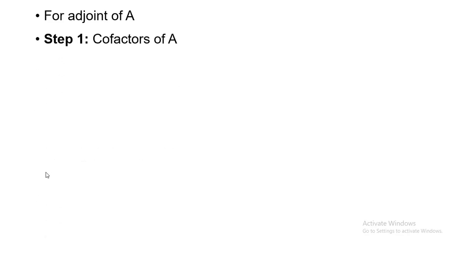Okay, so the first step is that we need to find the cofactors of A. Cofactors means one for every element in the matrix. We know that matrix A, a 3 by 3 matrix, has 9 elements in total, right? So there will be 9 cofactors. Now how to calculate those cofactors?